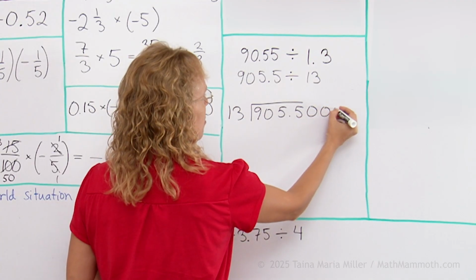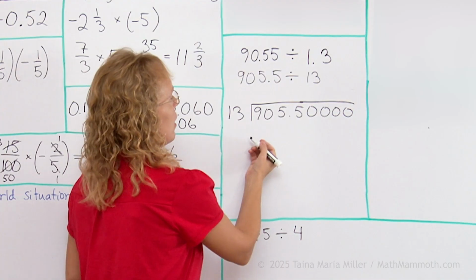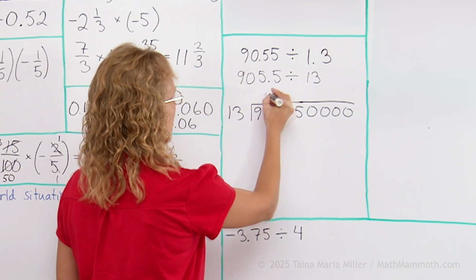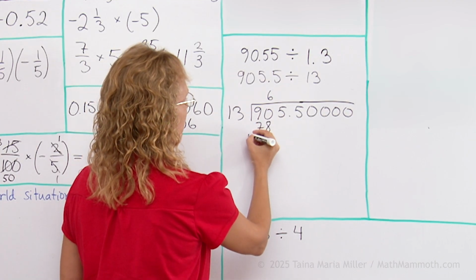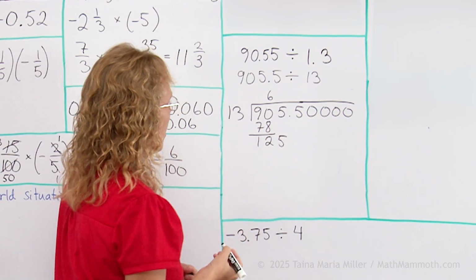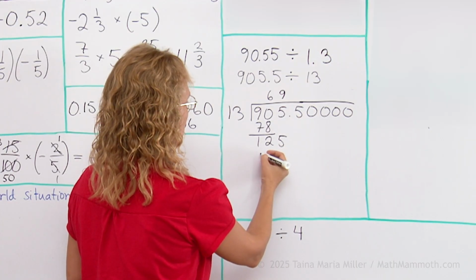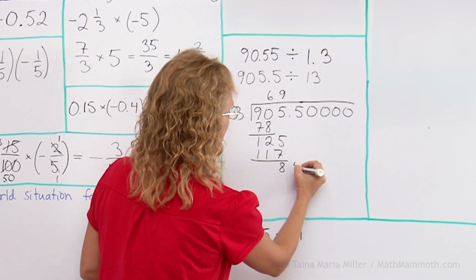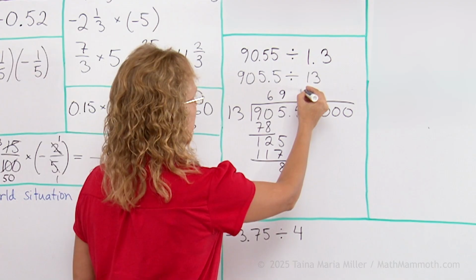I'm going to add some decimal zeros here. I anticipate it not being an even division. So 13 goes to 90 here 6 times. So we get 78. Then over here 125. And now here it goes 9 times. It's 90, 117. And then we get 85. And it again goes 6 times.